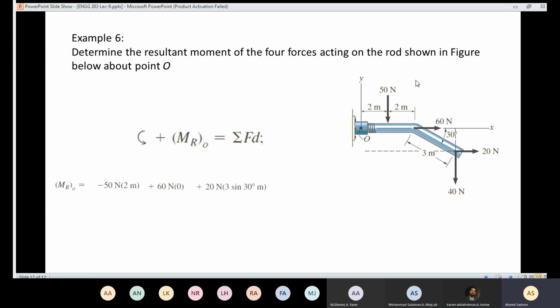And the direction is going to be, if I push from here, clockwise or counterclockwise? Clockwise, which means that the sign is going to be negative. So here I have minus 40 times 4 plus 3 cosine 30. And the answer came to be negative, which means that the resultant direction is going to be clockwise.